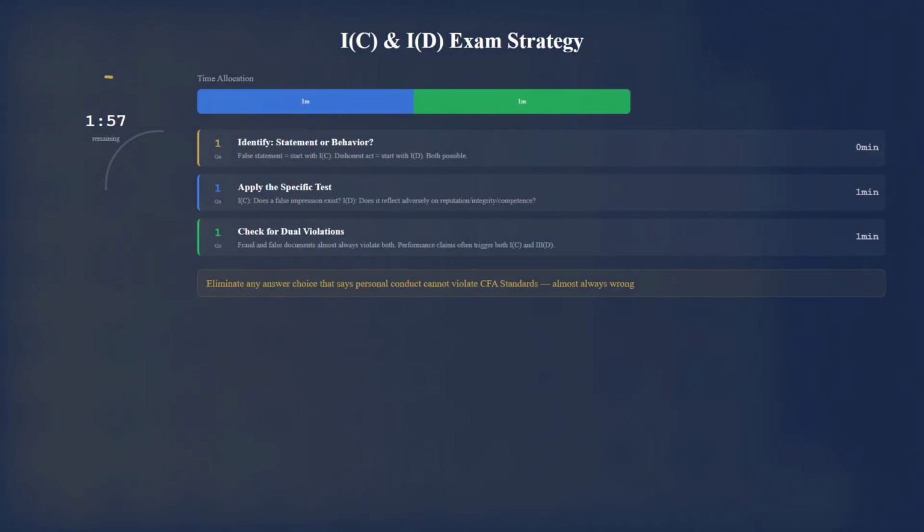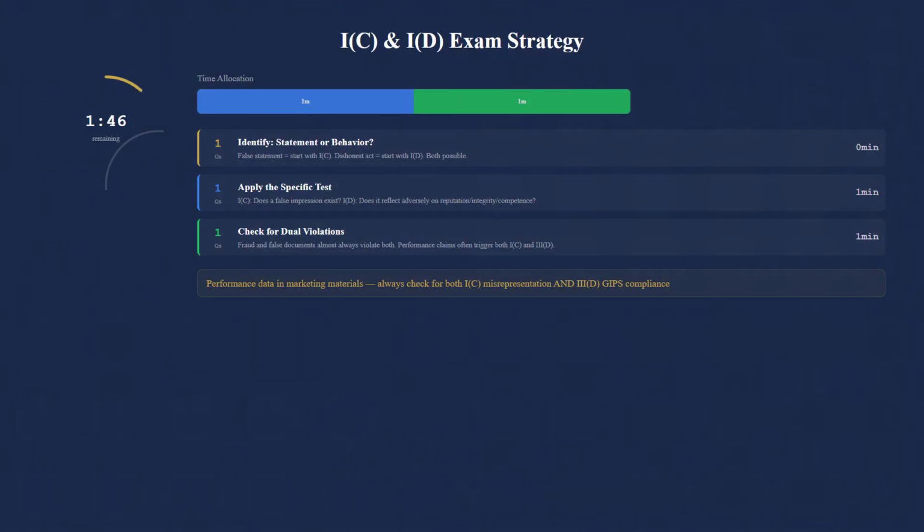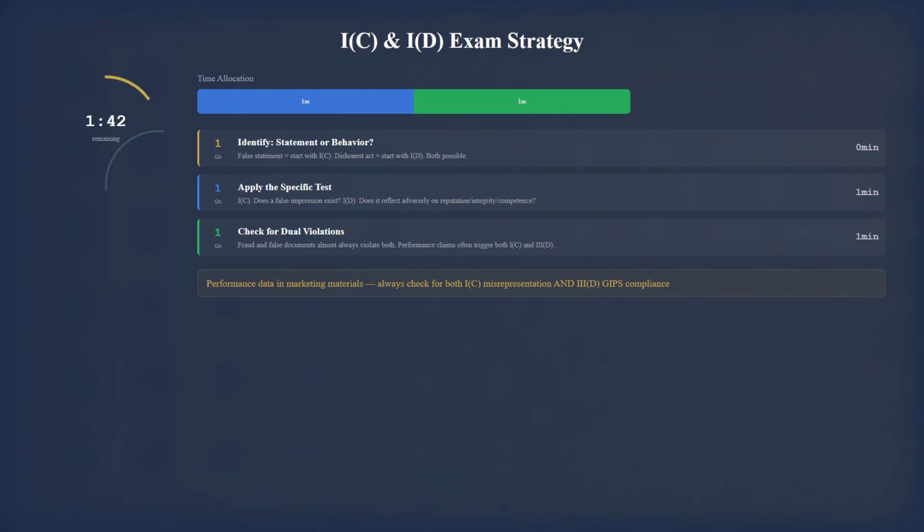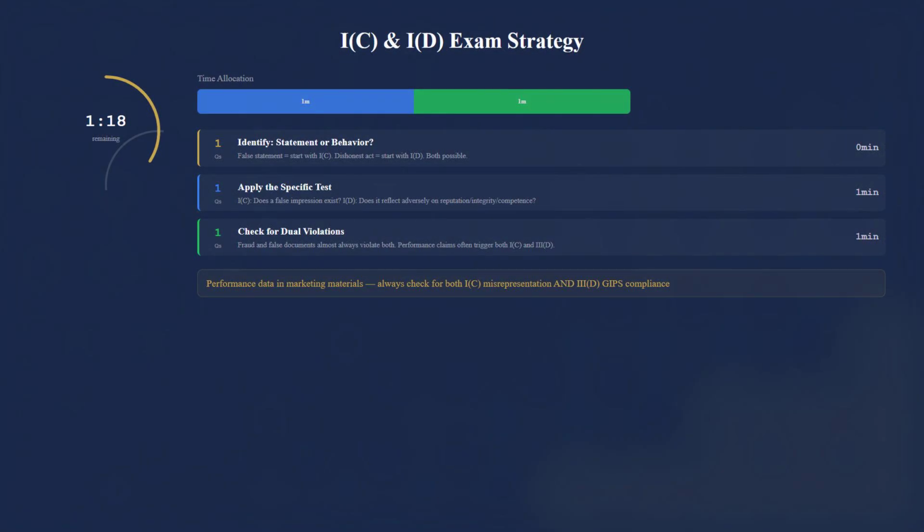Exam strategy for Standard I(C) and I(D) questions. The exam tests ethics on 36 to 54 questions, roughly 10 to 15% of your total score. Every ethics question you miss has an outsized impact. Time allocation. Ethics scenario questions are complex. Spend 90 seconds maximum on each. If you cannot identify the standard after 90 seconds, eliminate I(C) if there is no false statement. Eliminate I(D) if the scenario is purely a written communication with no behavioral component.